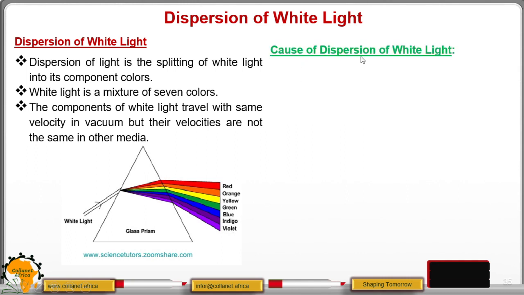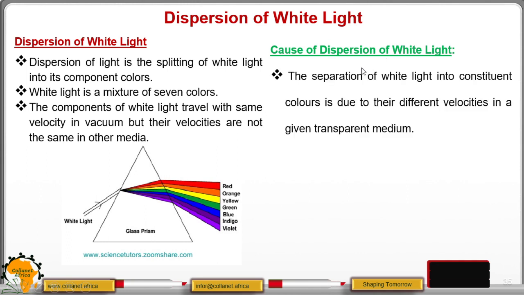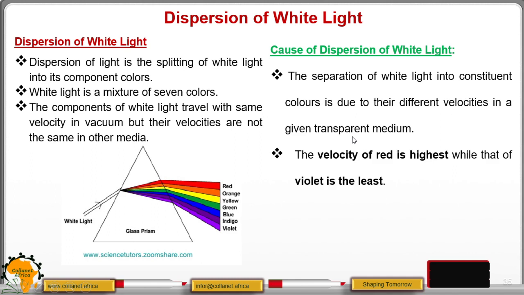Now, the cause of dispersion of light is the different velocities in a given transparent medium. In other words, we are able to separate the components of the white light because those components, or those colors, have different velocities in a given transparent medium.